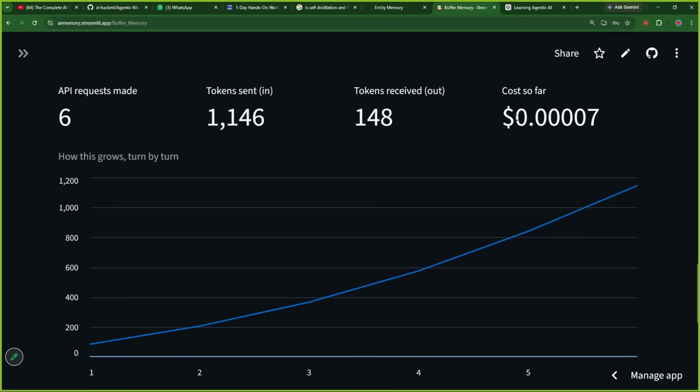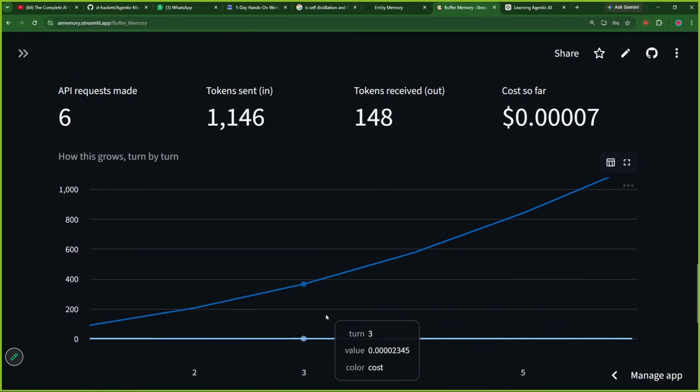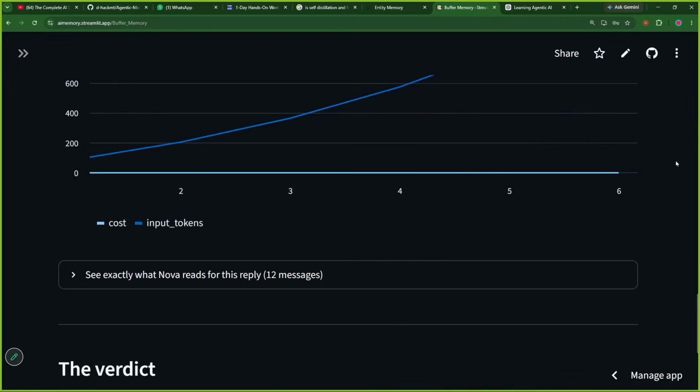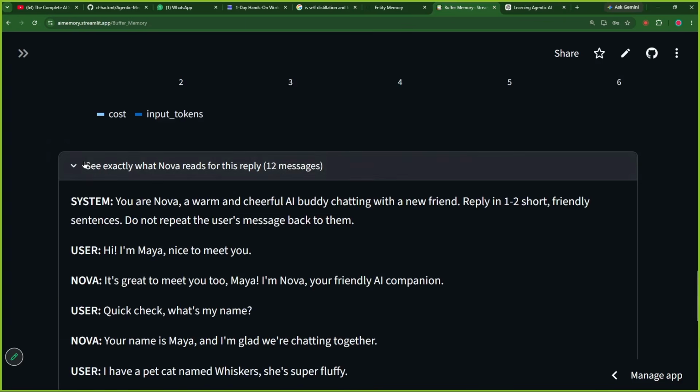Currently we are on the free plan. That is why this cost is not so high. But when you use paid APIs, for example, OpenAI or Claude, this will go next level. Okay, next level. And let us see how messages are being stored internally.